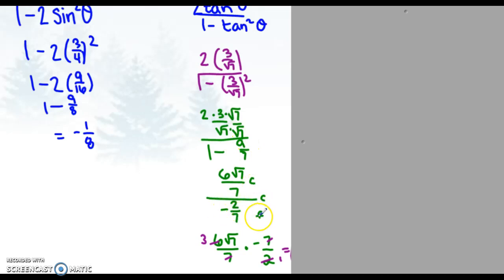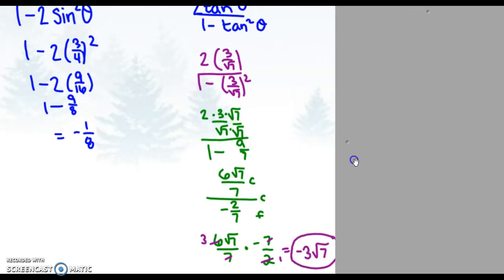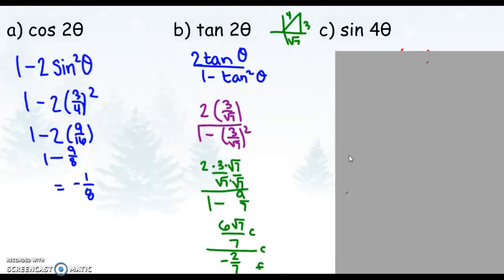So copy, change, and flip. And simplify. So I get negative 3 times the square root of 7. And hopefully that's what you got.